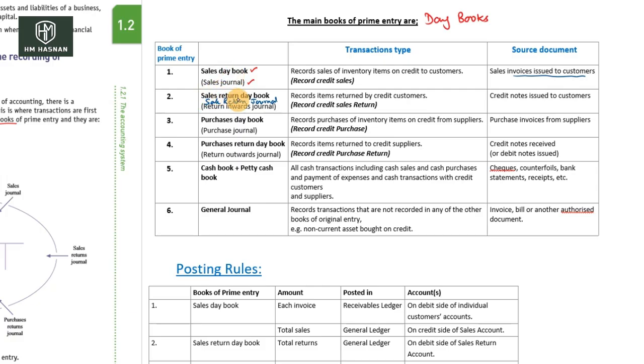The second one is sale return day book. Which type of transaction will we record in this day book? As its name suggests, we will record the credit sale return. What is the source document? How can we know that the sale is returned? The source document will be the credit note issued by the business to the customer. If the business issues a credit note to a customer, it means there is a sale return. So we know the sale return from the credit note.